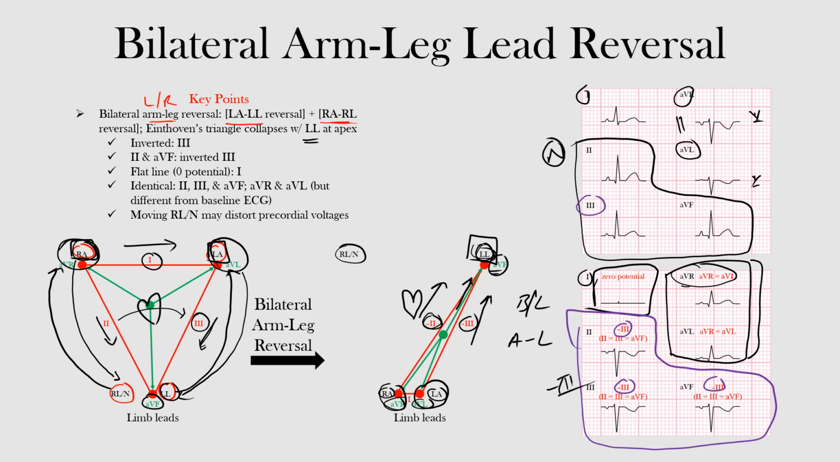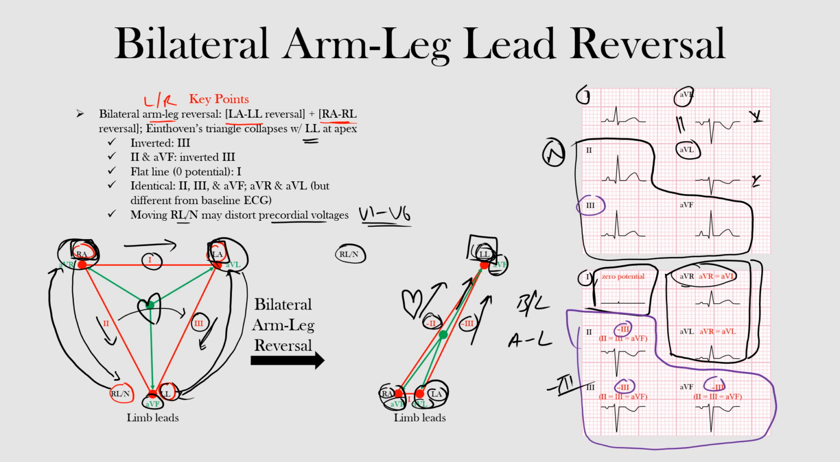Now, one final thing to be aware of is that the precordial voltages may be distorted. And remember, this is because we're moving the right leg or neutral electrode. Whenever you move that right leg or neutral electrode, it can distort those precordial voltages, which is leads V1 through V6, that aren't shown here. So let's review what we discussed before we end.